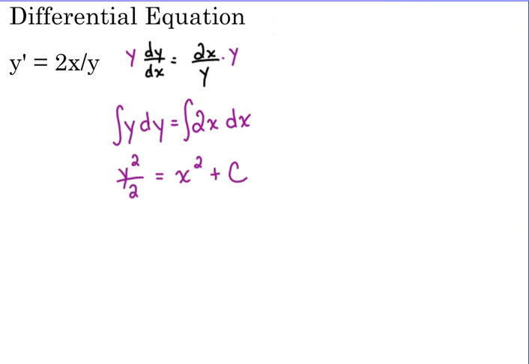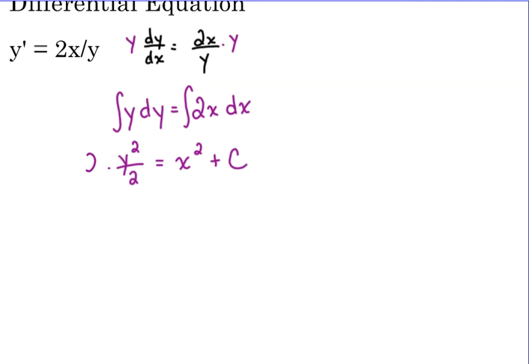We need to solve for y. So we want to multiply both sides by 2. Y squared is equal to 2x squared plus, we'll just call that a c sub 1. Because technically it's a different constant, but it's still a constant. And then we need to take the square root.